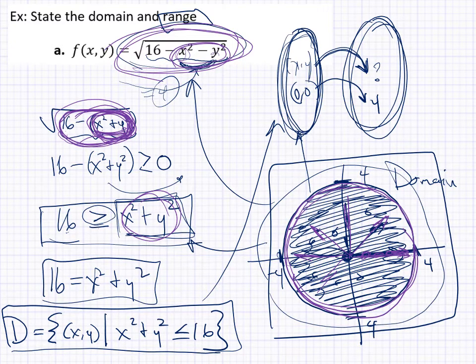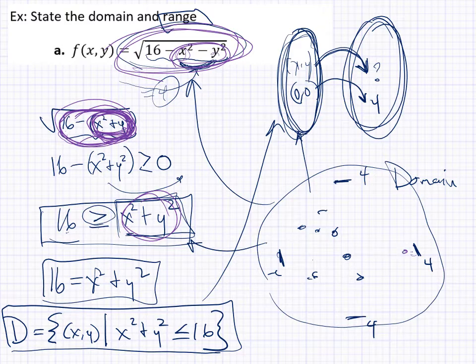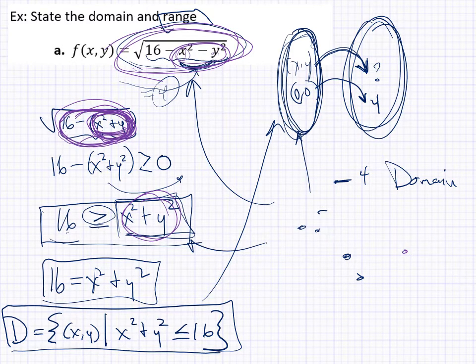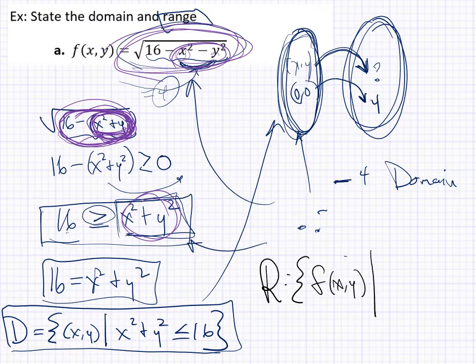So if I was going to write the range down for this, I could say the range is a set of all f of xy, or I could even say z, such that f of xy is between 0 and 4. And there's your domain, and there's your range.